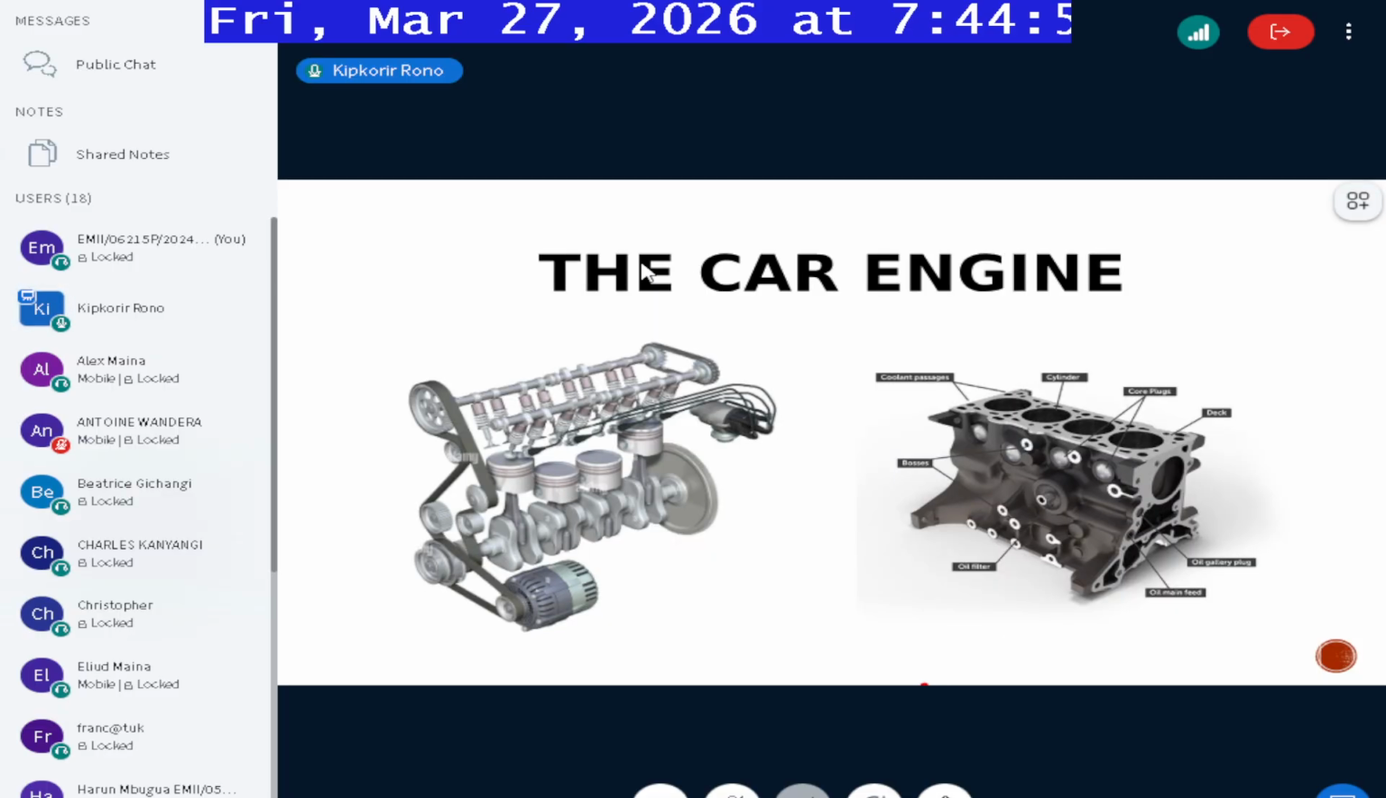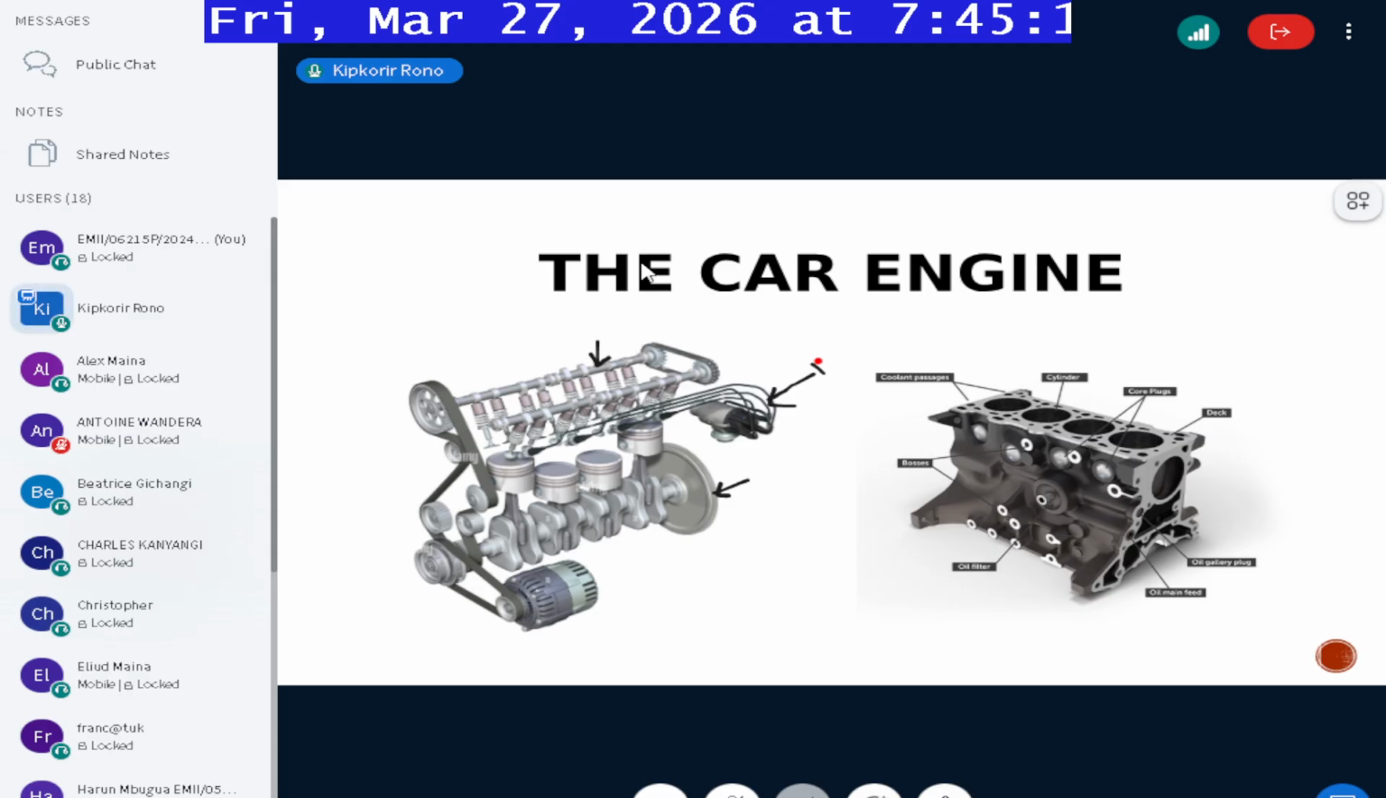Now, for the car engine, I think you can also be able to identify some of the parts here. This is a camshaft. That is a camshaft. This is a flywheel here. That is a flywheel. This is the distributor. You can see there is a distributor.